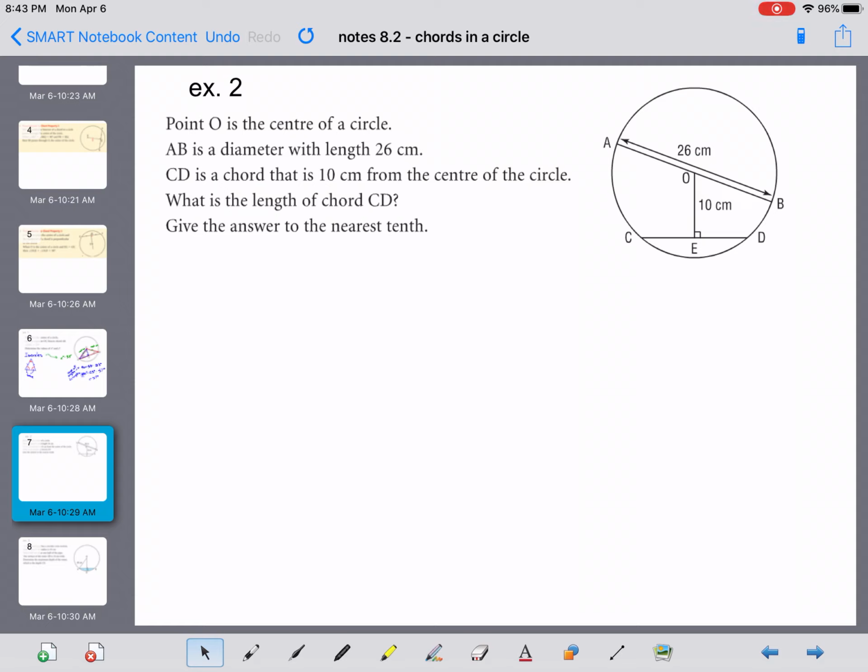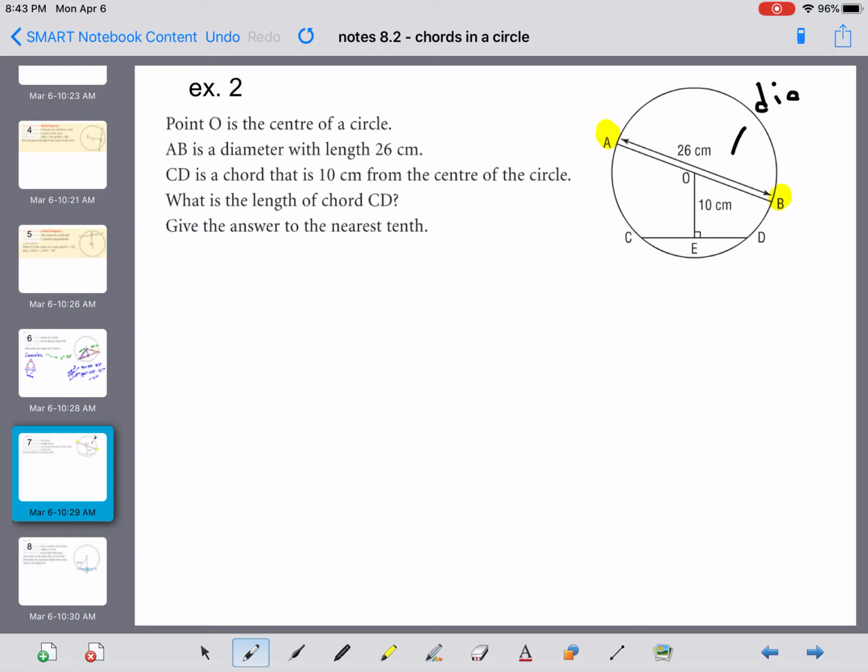AB has a diameter length of 26. Here is A, and here is B, and that segment is 26 centimeters long. It's basically a line running from one edge of the circle to the other edge, passing through the middle. We actually have a name for a line that does that. We call that a diameter.